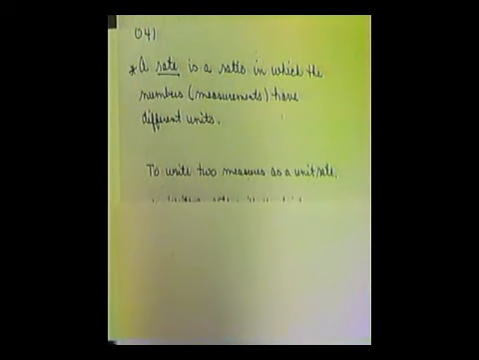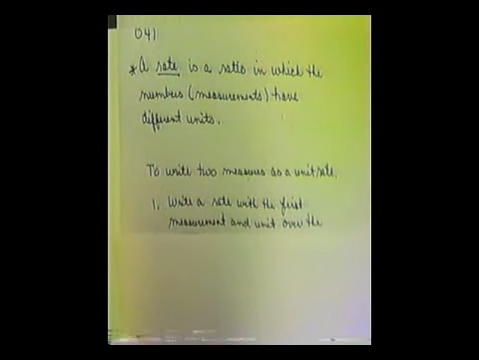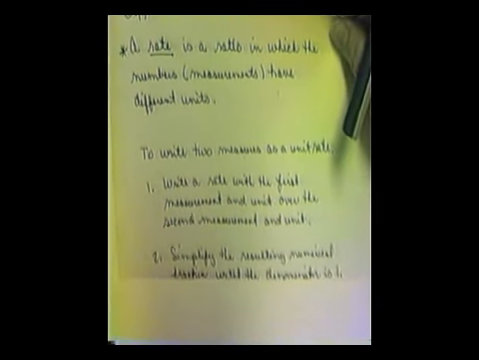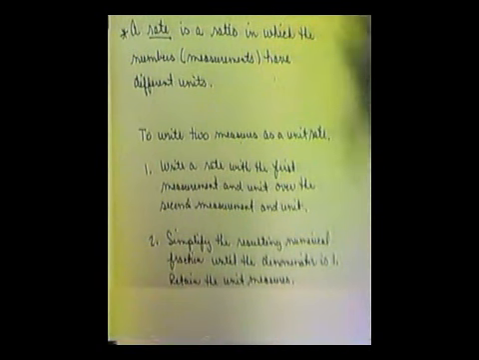To write 2 measures as a unit rate, this is what we do. We write a rate with the first measurement and unit over the second measurement and unit. We put this in fraction form the way we do ratios, because a unit rate is a ratio. Next, we simplify the resulting numerical fraction until the denominator is 1, and we retain the unit measures.